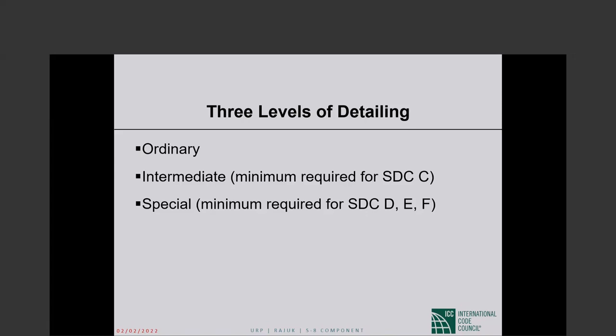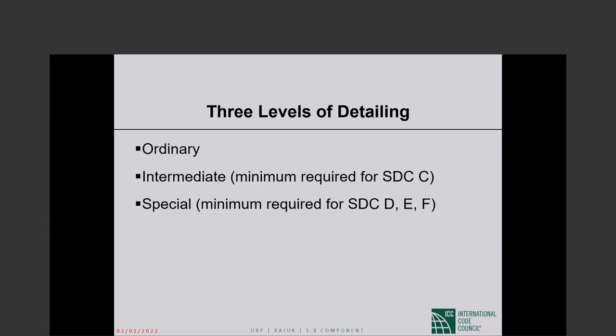So if you have a design category B structure, you can still choose to use special moment frames and benefit from an R value as high as 8, which will give you very low design force levels. But that, I can tell you, is never cost effective. The fancy detailing costs a lot of money. You are much better off providing higher strength and a lower level of detailing. If your design category is C, you have to, as a minimum, do intermediate detailing.